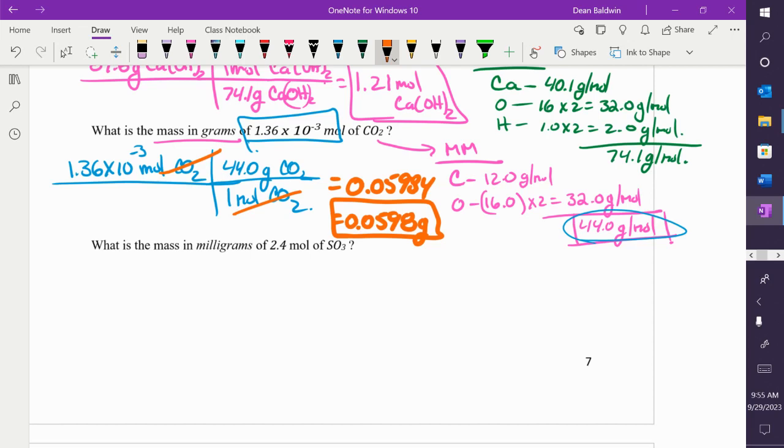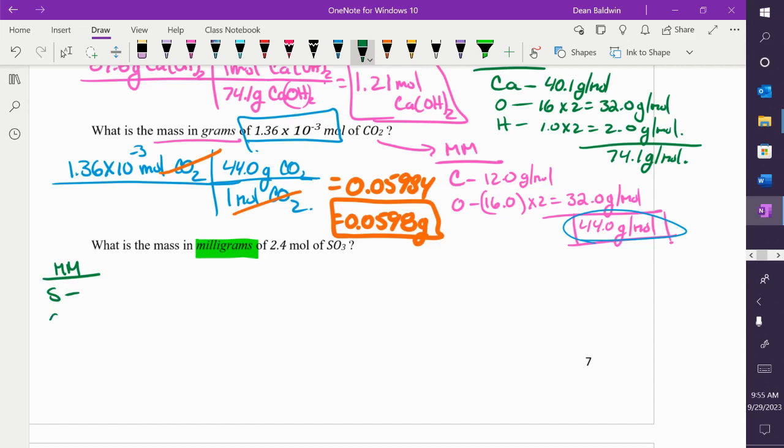What is the mass in milligrams of 2.4 moles of SO3? Notice that they highlighted the word milligrams. Everything we've been doing is in grams. So we're going to have to add an extra unit conversion, but we'll do that at the end. What's the first step? Molar mass. It's almost like every time. All right. Molar mass. Do it over here.